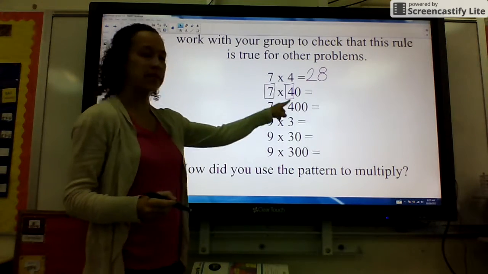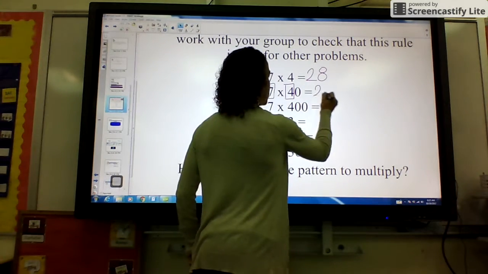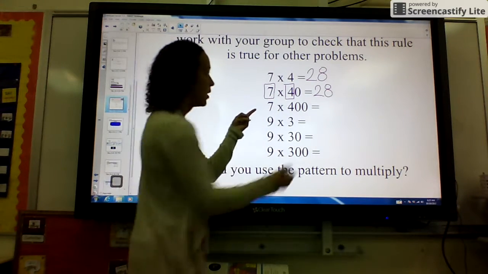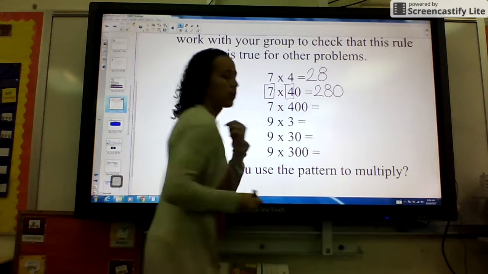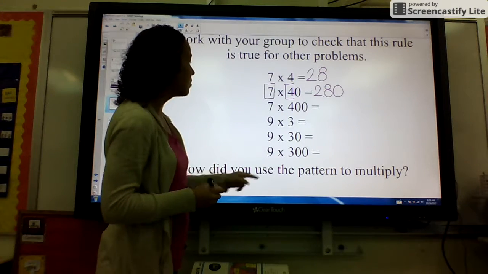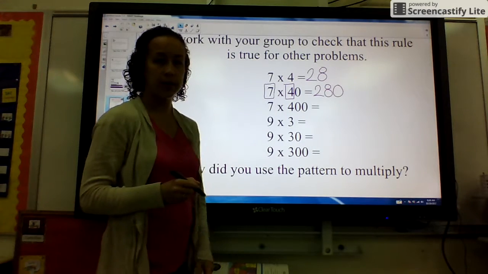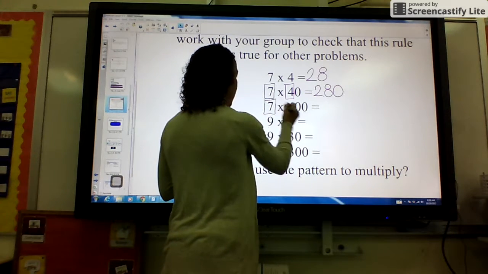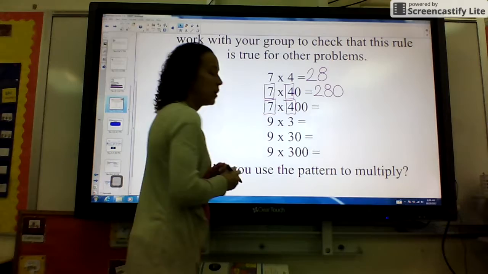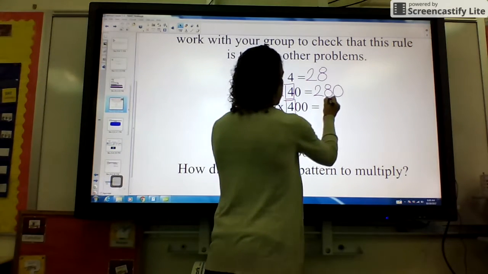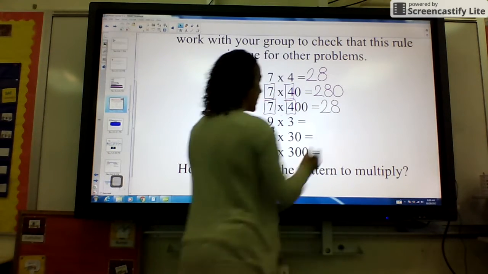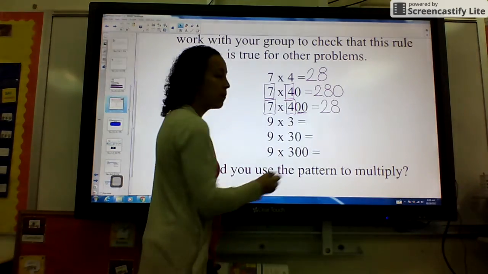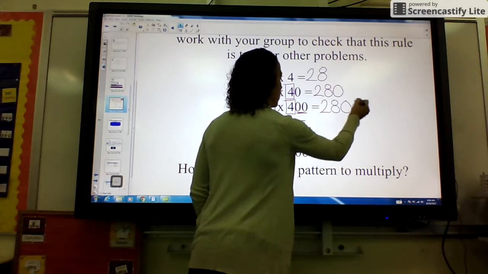So I still have 7 times 4, which is 28. But I can't forget about Mr. 0. So I need to bring him over. Okay? Now, I have 7 times 400. But looking at this with that close lens, we still have our basic facts. So I'm still going to say, well, 7 times 4 is 28, but now I have 2 zeros, which I can't forget about, so I have to bring those over.